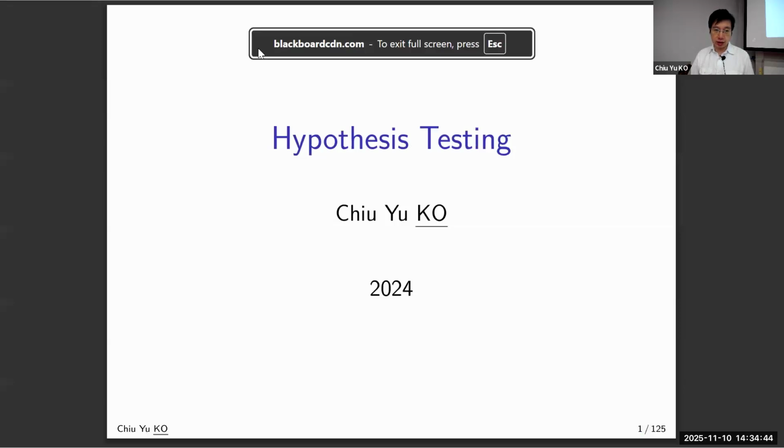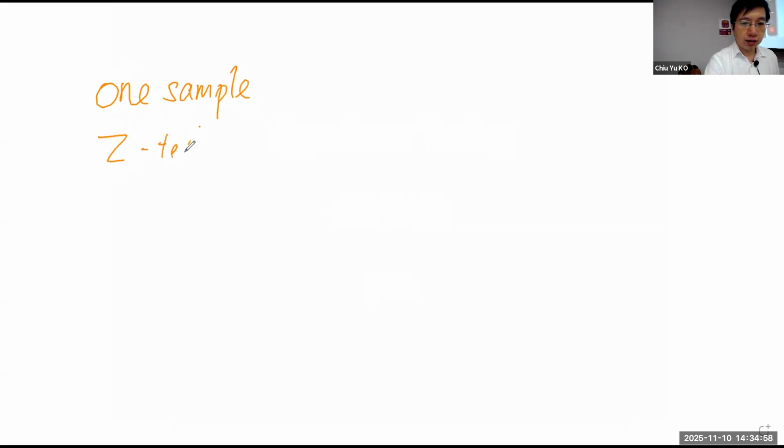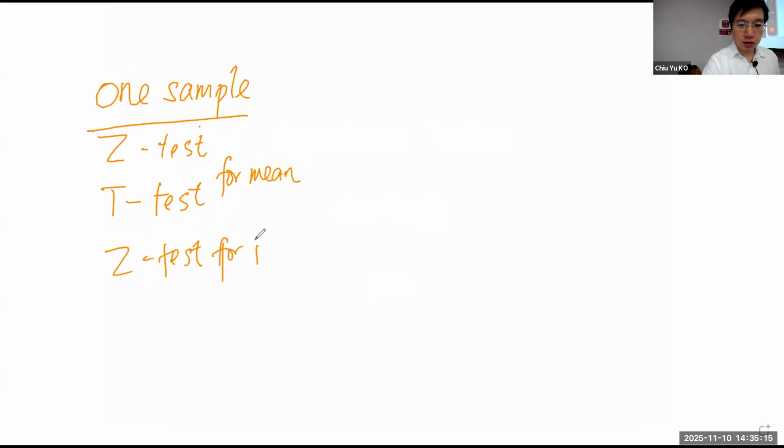What we learned is there's a one sample case. We have the Z test and the T test for the mean. And then we have the Z test for proportion. That is what we have done. After that, we did the two sample case.